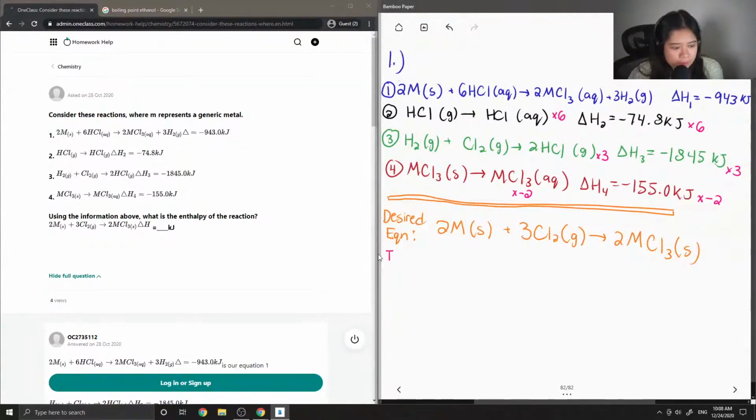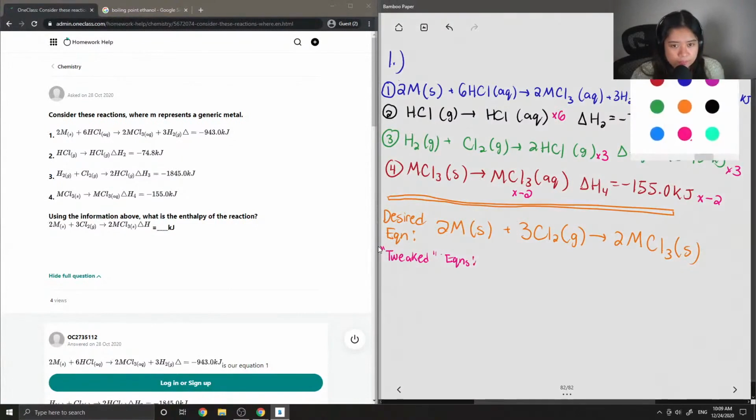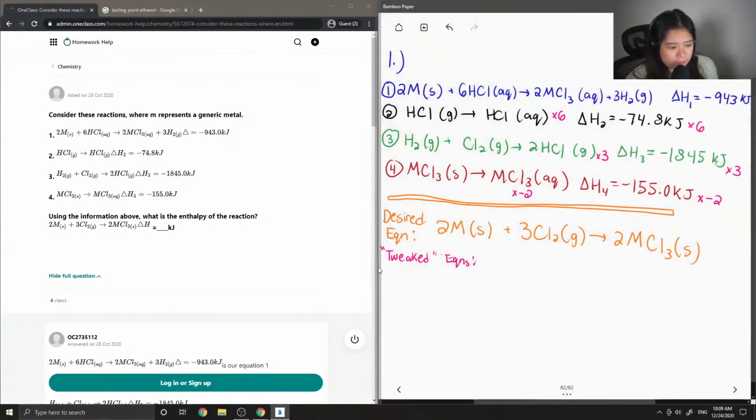Okay, so now I'm going to rewrite the equations, I'll just call them the tweaked equations, at the bottom here. So bear with me while I quickly write everything down. It's a bit redundant to write down all of the different reactions, but it helps us in the end so that we can verify that we did all of the steps correctly.